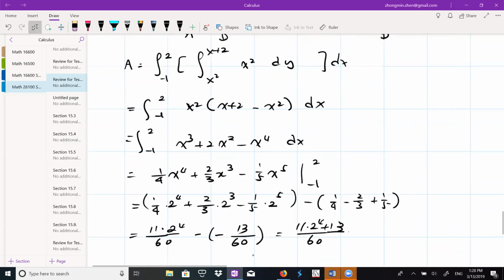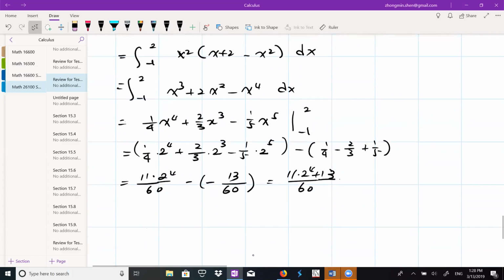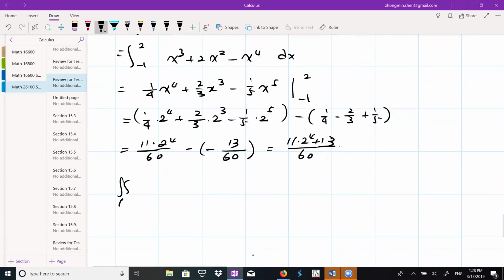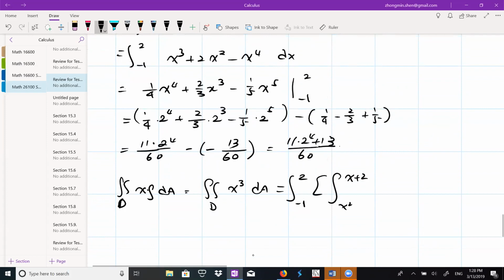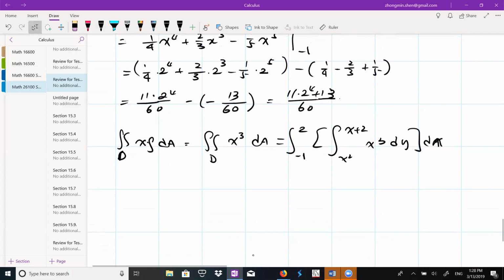Okay, and then how do you calculate the x bar? How do you calculate the y bar, x bar? Right, you have to calculate this double integral, x times rho dA, right? This double integral, because rho is x squared, so x cubed. The rest of them are similar, right? And then again, the integral becomes x cubed dy and then dx. Yeah, we just want to complete the x bar.